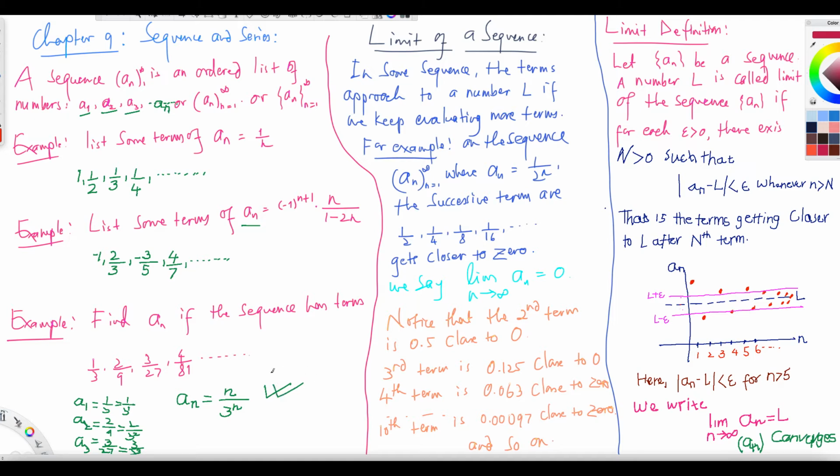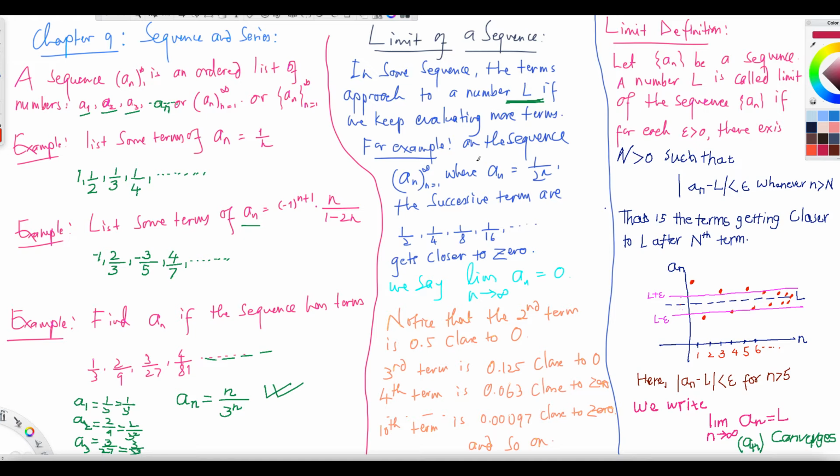Okay, guys? So the next concept is the limit of a sequence. In some sequences, the terms of the sequence approach a number L. If we keep evaluating more and more terms, then you will see that these terms are going towards a certain number. Suppose that the terms of the sequence are closer and closer to the number L, then L is called the limit of a sequence.